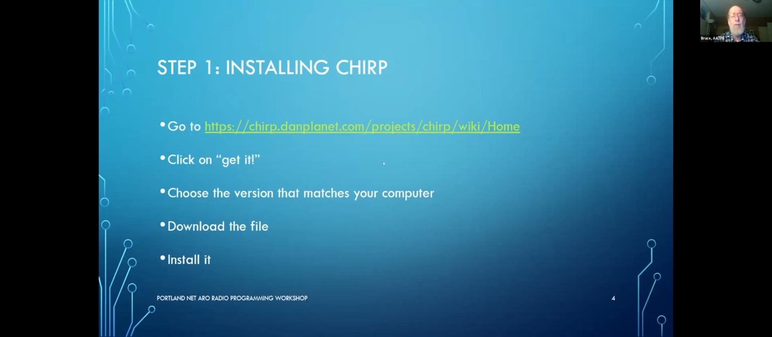So the first step is installing CHIRP, and this is where you'll find CHIRP on this strange website called Dan Planet, chirp.danplanet.com. If you just type in that first part, you'll get close enough and you'll be able to find it. But this is the full address that's on the screen right now.